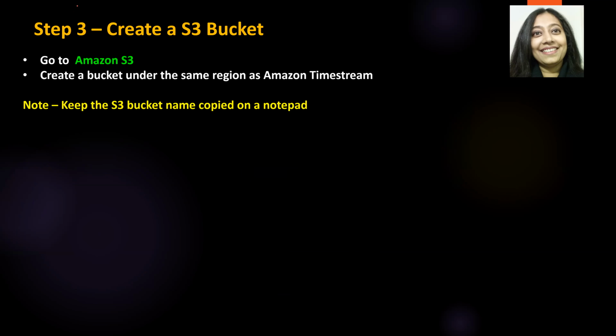Step three. In step three, we need to create an S3 bucket. So go to Amazon S3 and create a bucket. You can give whatever name you like, but ensure that it's in the same region as your Amazon Timestream. And as always, copy the S3 bucket name on a notepad.